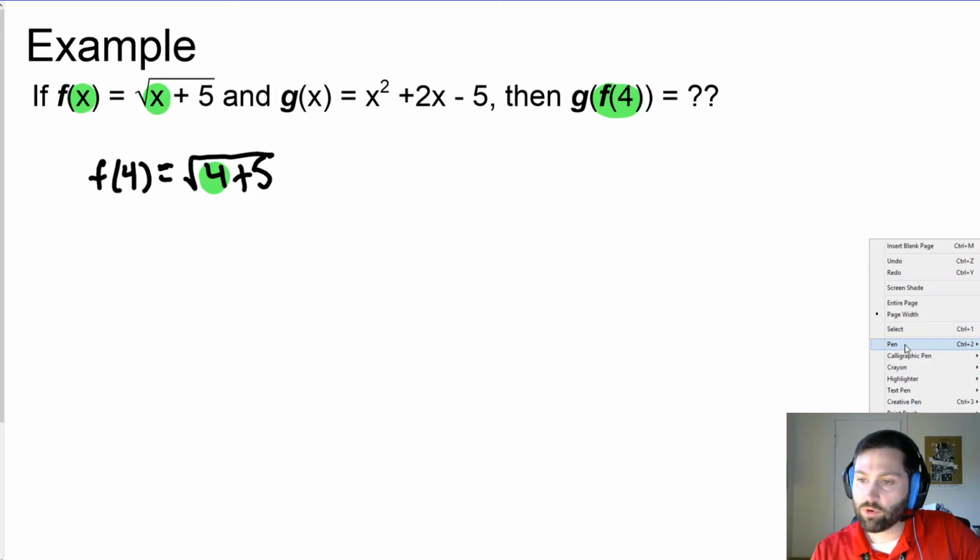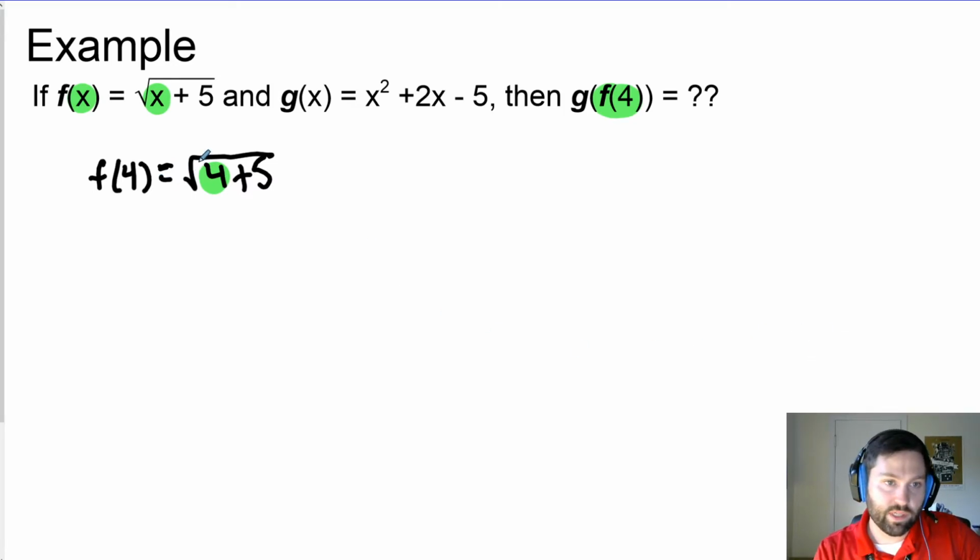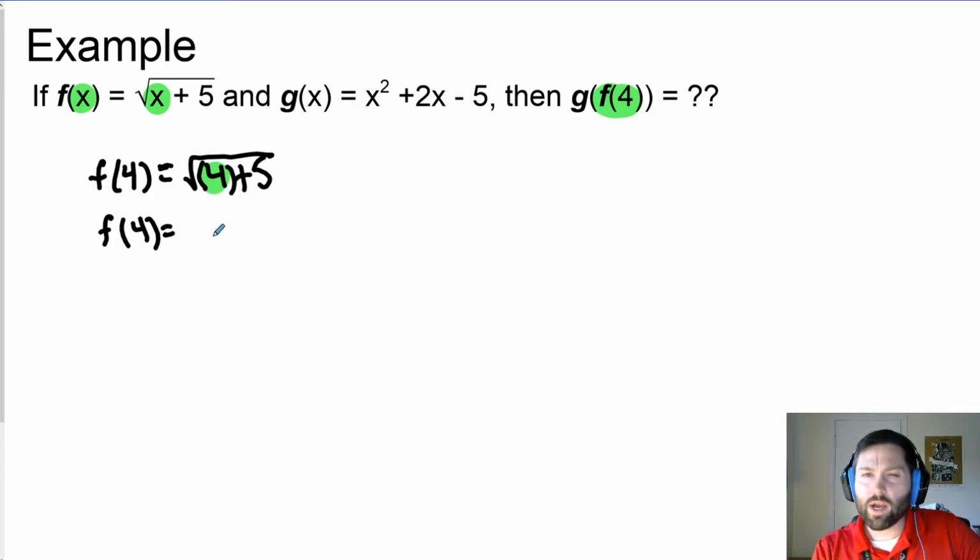And I actually broke my own rule and forgot parentheses. So I'm going to go back and fix that. No breaking rules. Math is made of rules. So f of 4 equals the square root of, and I simplify 4 plus 5 is 9. So then I'm going to go ahead and say, I can actually evaluate that, and I can say that f of 4 is equal to the square root of 9, which is 3.